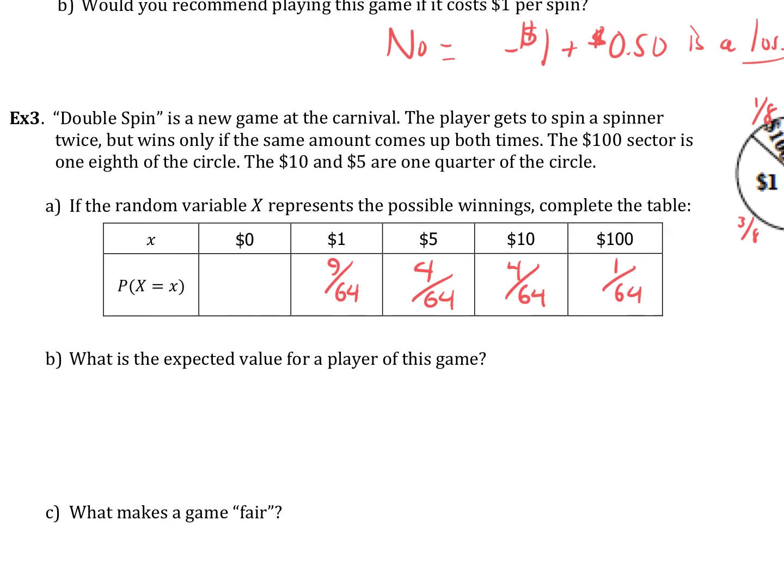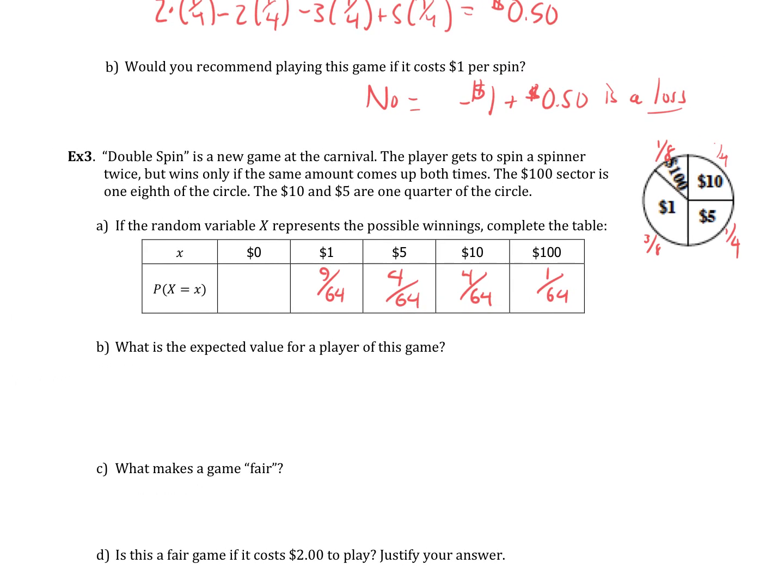And so the rest of this is like a 1 minus kind of situation. The 0 is easy to figure out because I can just subtract all the rest of those from 64, and I get 46 out of 64. Great. So what's the expected value?